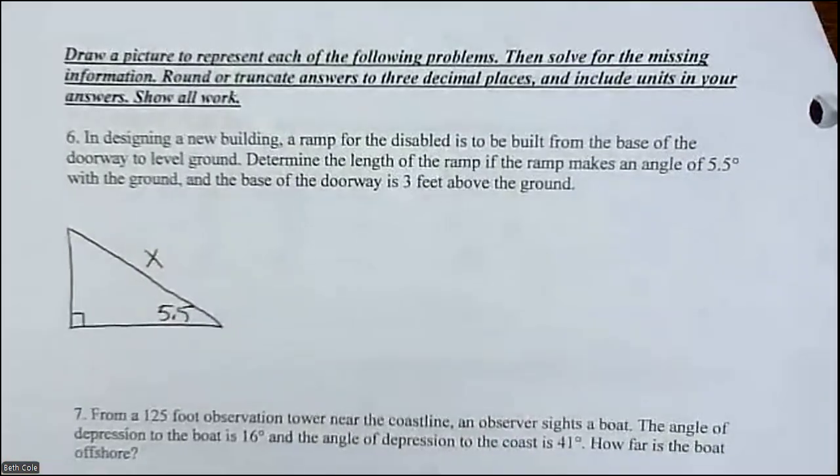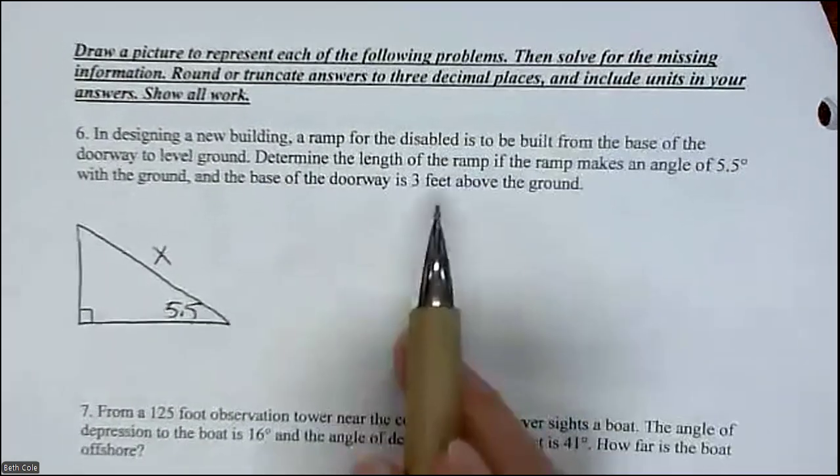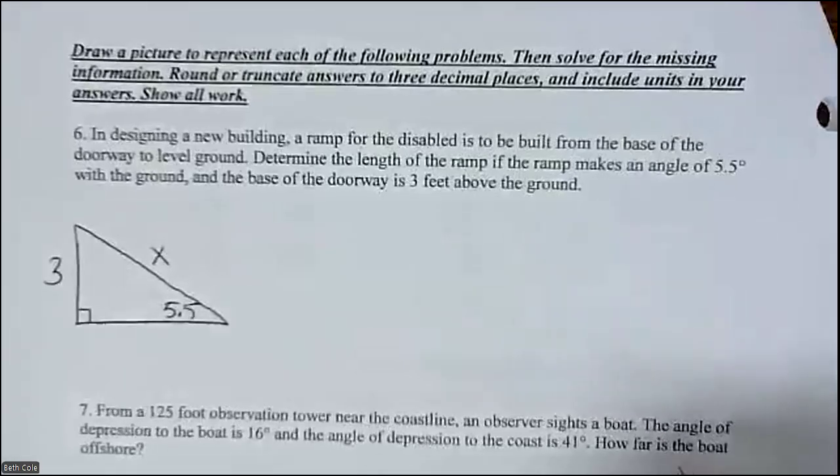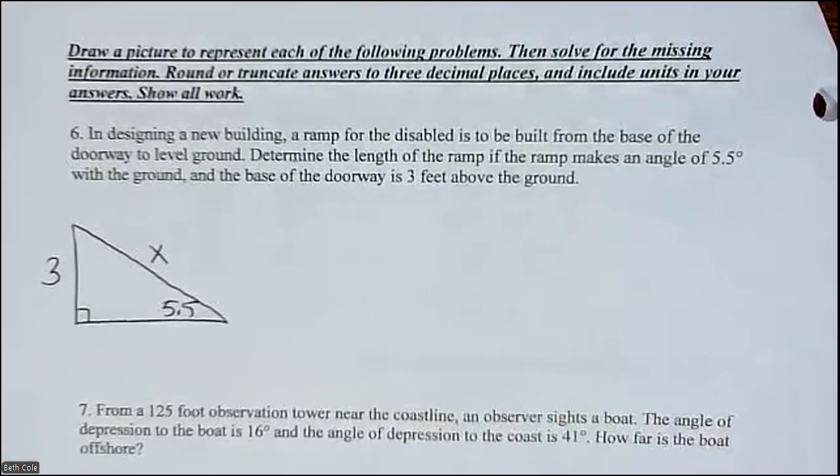Why would it need to be super tiny? Like think in real life. Imagine what this would look like. Like, yeah, so you can go up. Can you imagine if it was like an angle like this? You'd never be able to get up the thing, okay? And then the doorway is 3 feet above the ground. So that's the vertical. So do you want sine, cosine, or tangent?